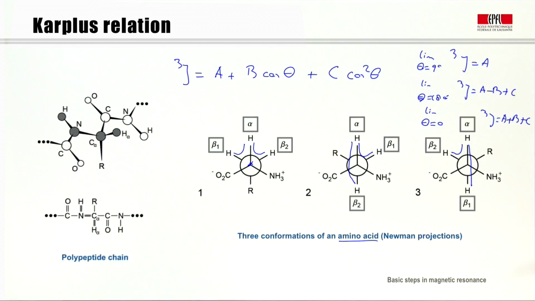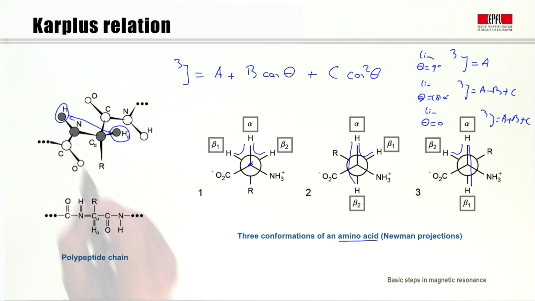In fact, this is a rather modern subject. We find similar things in polypeptide chains, that is to say a chain of amino acids, but in a slightly different disguise. Here we see there are couplings between the proton attached to the alpha carbon and the proton attached to the nitrogen, which is part of the amide bond.